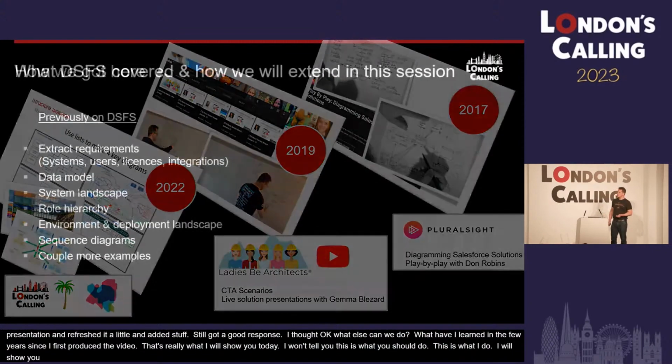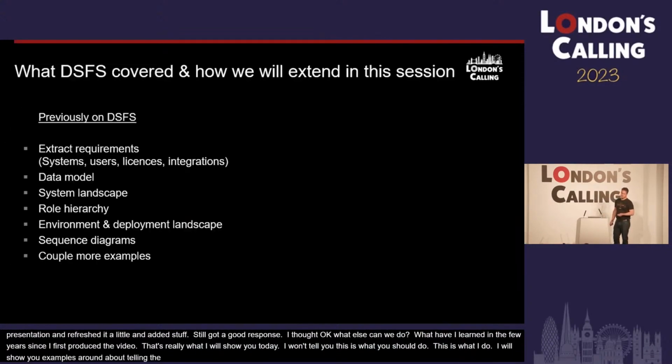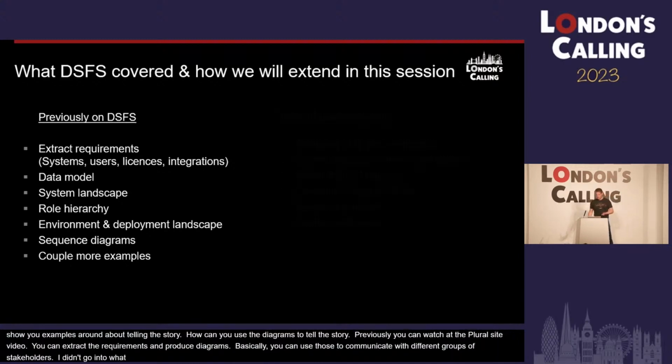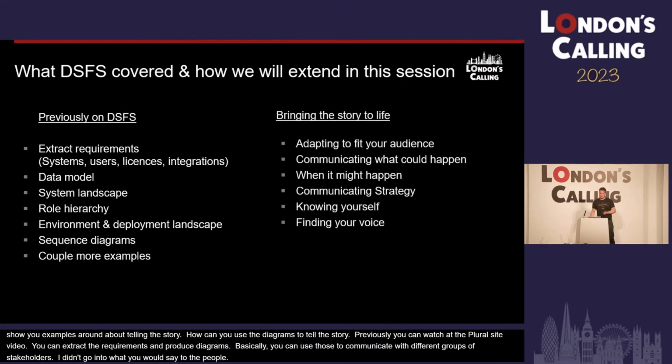How can you use the diagrams to tell the story? So previously, you can go watch the Pluralsight video. You can go watch the London's Calling presentation from last year on YouTube. These are the things we did: extract the requirements, produce a bunch of diagrams, and basically use those to communicate with different groups of stakeholders. But I didn't go into what you would say to those people. So this is really about bringing the story to life.